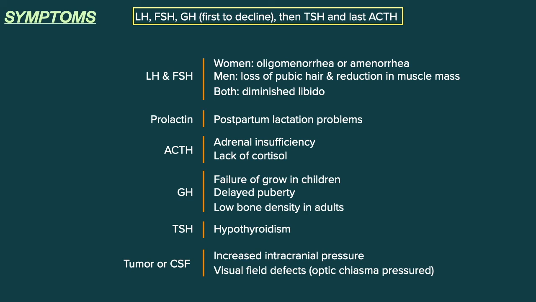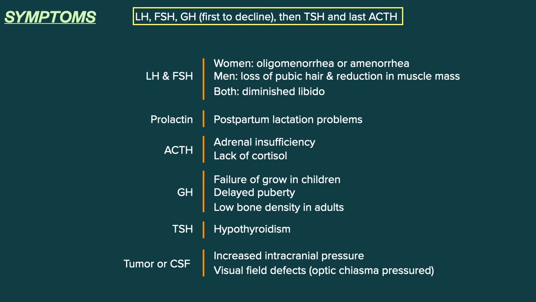Loss of gonadotropins is also seen in Sheehan's syndrome, resulting in similar symptoms like absent menstruation, but the loss of prolactin also causes problems with postpartum lactation. Moving on, a lack of adrenocorticotropic hormone causes adrenal insufficiency, or a lack of cortisol production by the adrenal glands, and that leads to weight loss, delayed puberty, and low blood sugar and sodium levels. Growth hormone deficiency results in a failure to grow in children, delayed puberty in adolescents, and lean body mass, and low bone density in adults.